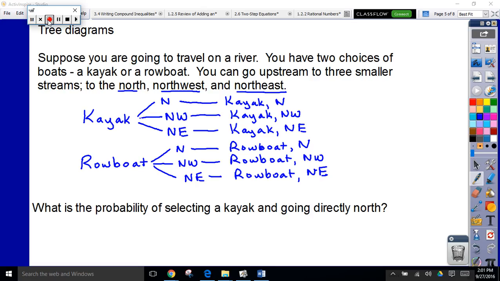It says, what is the probability of selecting a kayak and going directly north? So out of these possibilities, how many include kayak and north? Addison? Just one possibility out of how many possibilities?